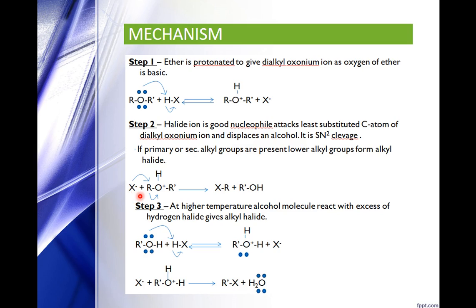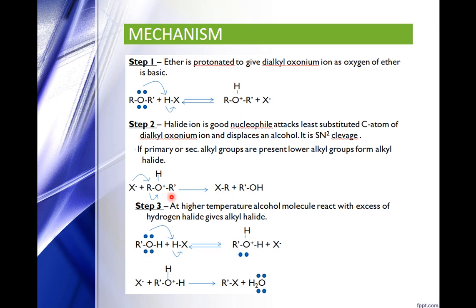Now this X negative can attack R or R dash. So what will it prefer? It will prefer to attack the lower alkyl group because it is an SN2 reaction. So if primary or secondary alkyl groups are present, then the lower alkyl group forms alkyl halide. So X negative will attack the lower alkyl group and form a product with that.